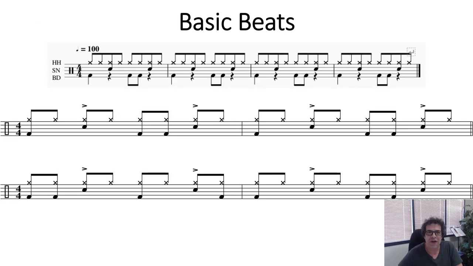So those are the basics, and this is a basic beat. You should be able to read this by now. It may have looked confusing to you before, on the first slide when you first saw this lesson, but it should make more sense to you now.